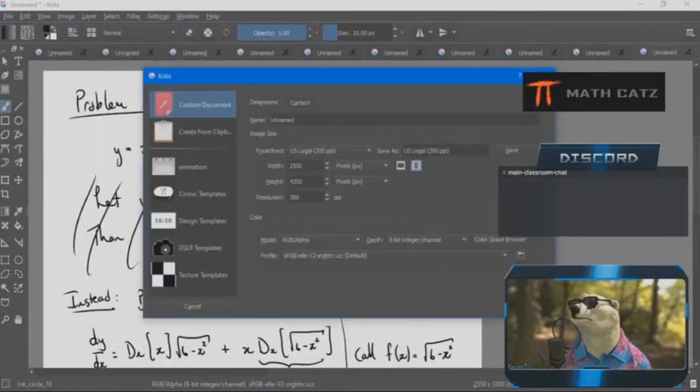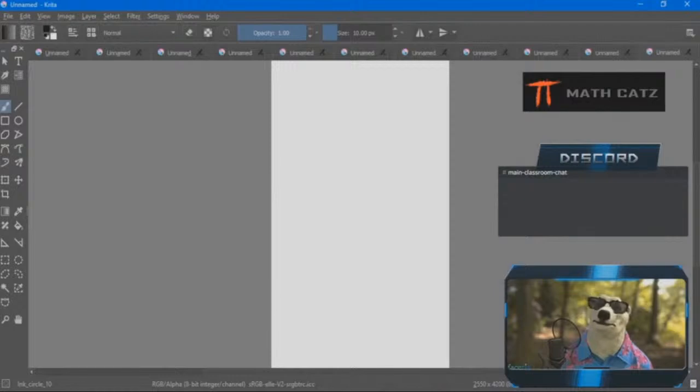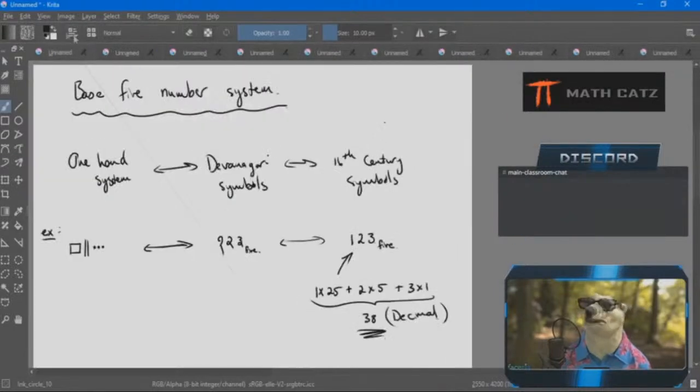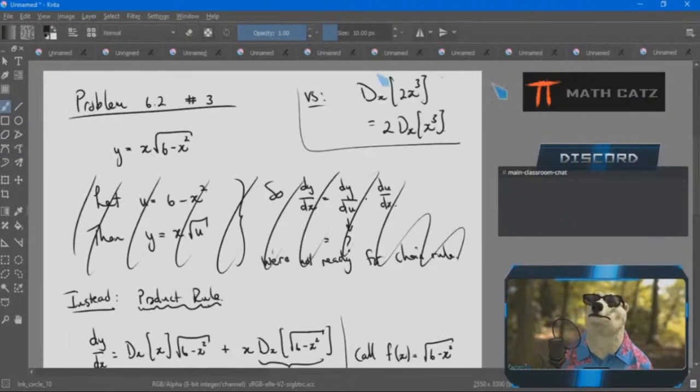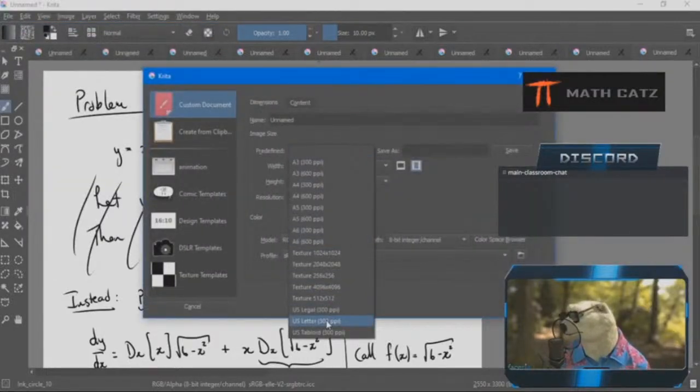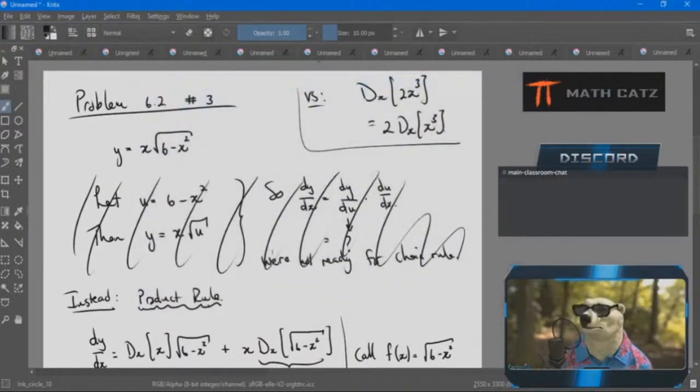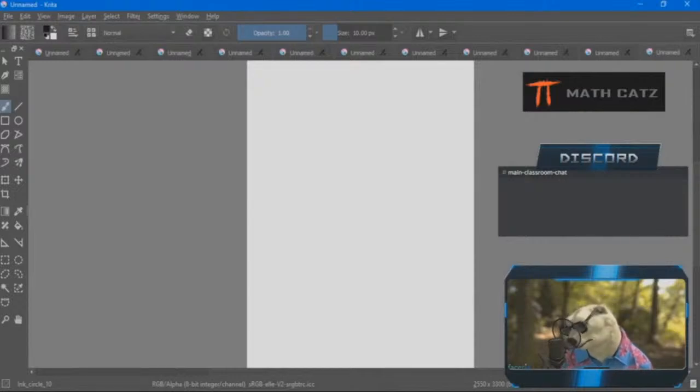5 is good. Oh, not that page. Sorry, that's a mistake. Go over there. Thank you. I'll make it letter size. Letter size. There we go. All right.